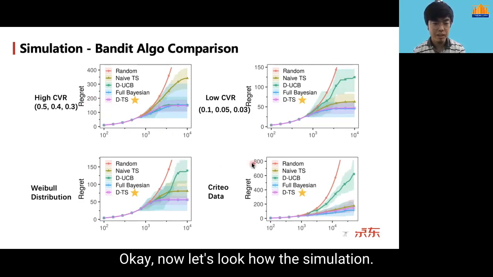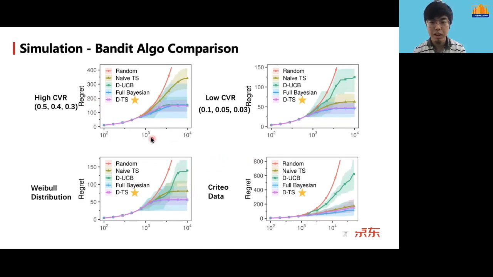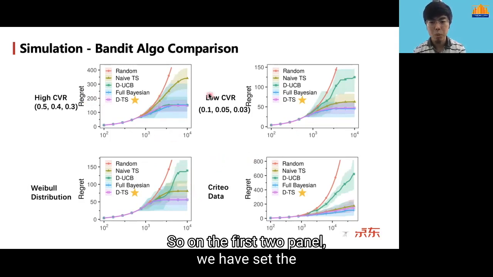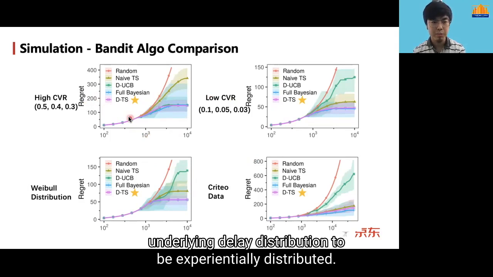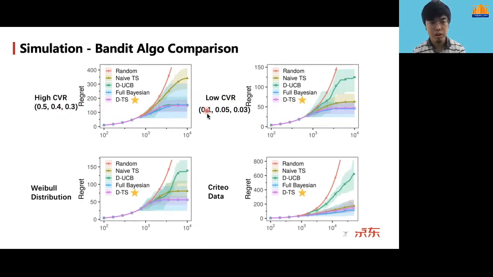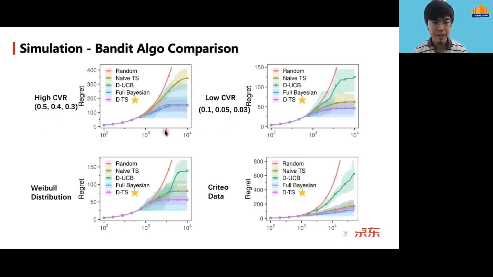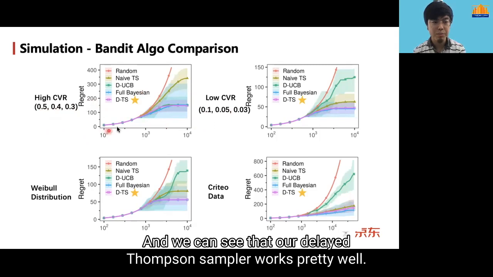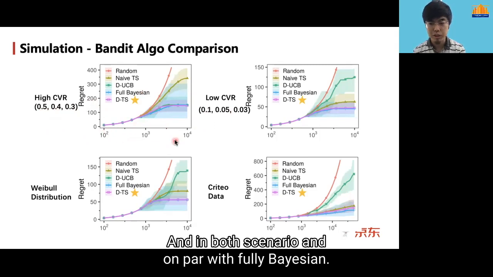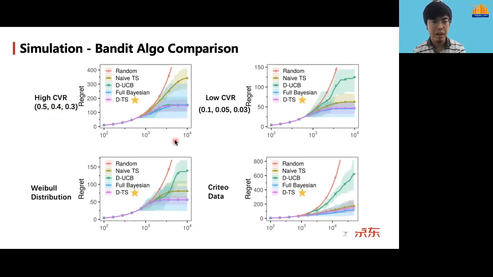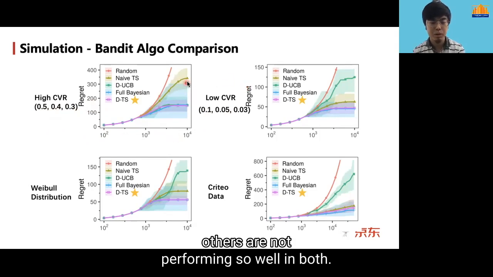Okay, now let's look at the simulation. On the first 2 panels, we have set the underlying delay distribution to be exponentially distributed. Those two are different in terms of the real CVR setting. And we can see that our delayed Thompson sampler works pretty well in both scenarios and is on par with the fully Bayesian approach. The others do not work so well in both.